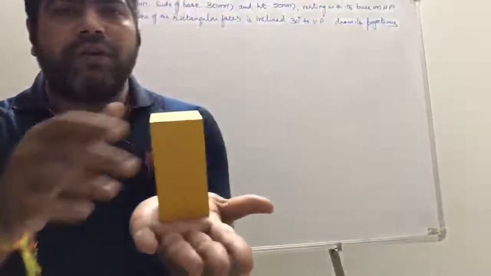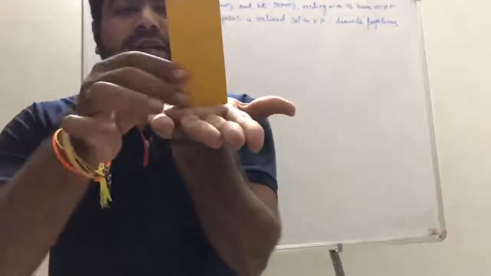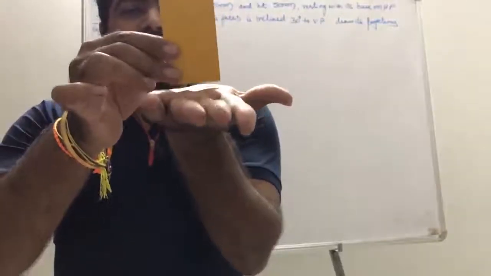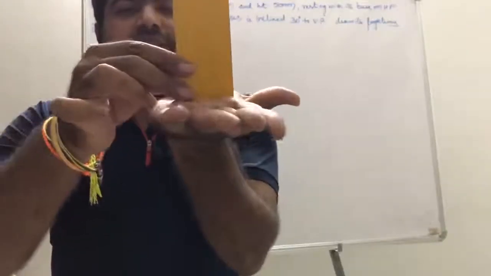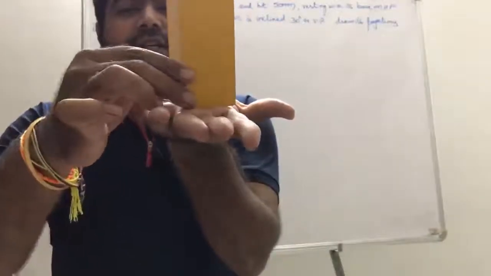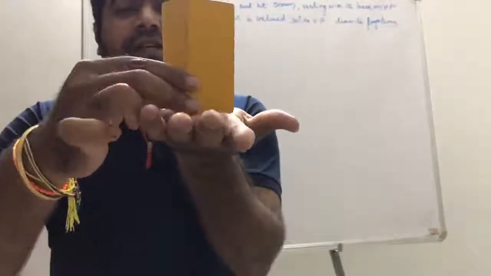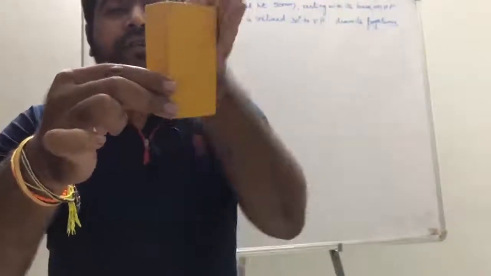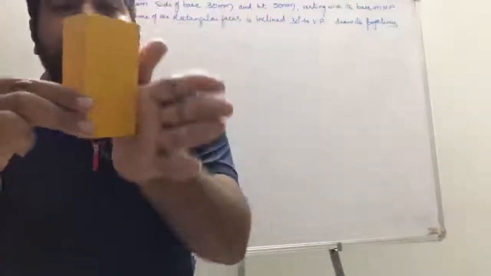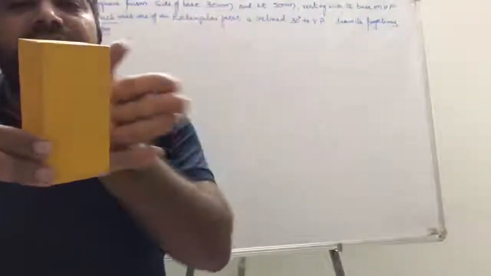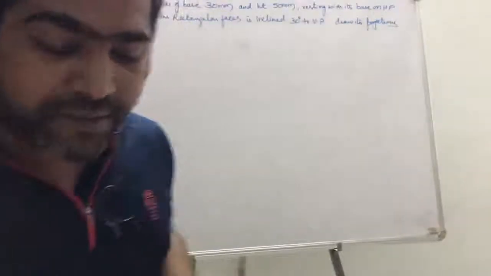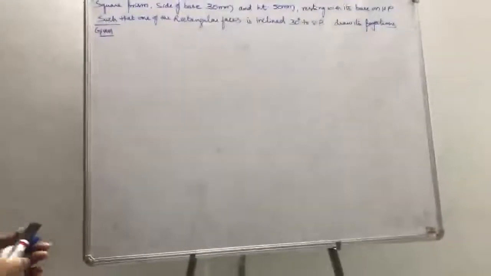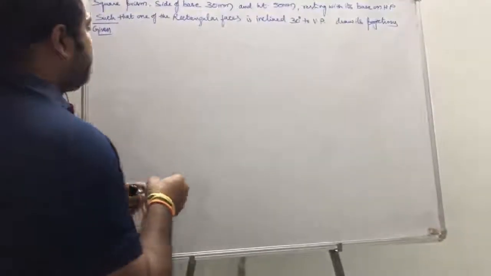Draw its projections. First, place your prism in such a way that one of the base edges makes an inclination of 30 degrees. Then obviously the rectangular face is also inclined at 30 degrees. I will take that concept and do it.